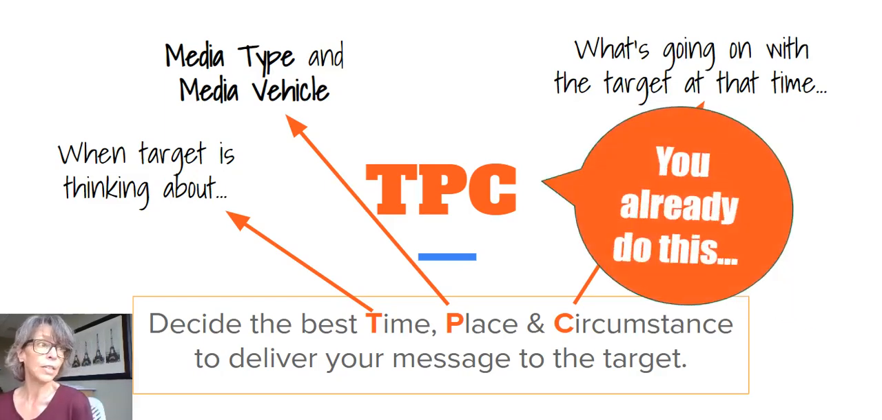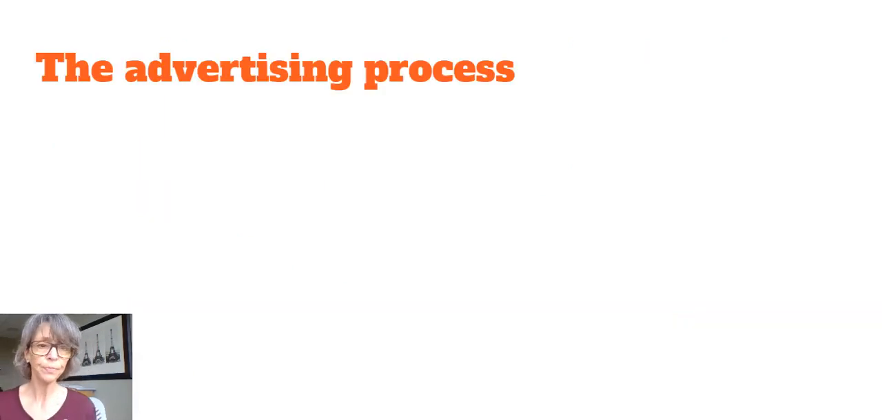You already do this naturally when you're deciding how to speak to friends, how to speak to teachers, how to speak to your parents. You already kind of naturally think through the best time, place, and circumstance to deliver messages, especially the really important ones. So we do this in advertising the same way we do it as humans, basically. So again, the advertising process is some steps.